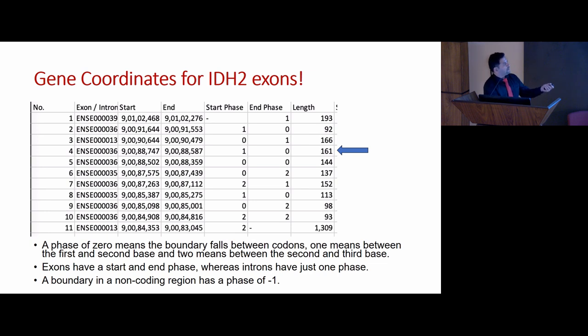So it is going to tell you the start phase and the end phase, and this is what the phasing refers to. That 2 means 2 bases were here for the first thing, and then one is here, and 1 means otherwise. You can look at it and you will logically understand what is going on. Alright. Exons have start and end phase, whereas introns have only one phase. A boundary in a non-coding region has a phase of -1.